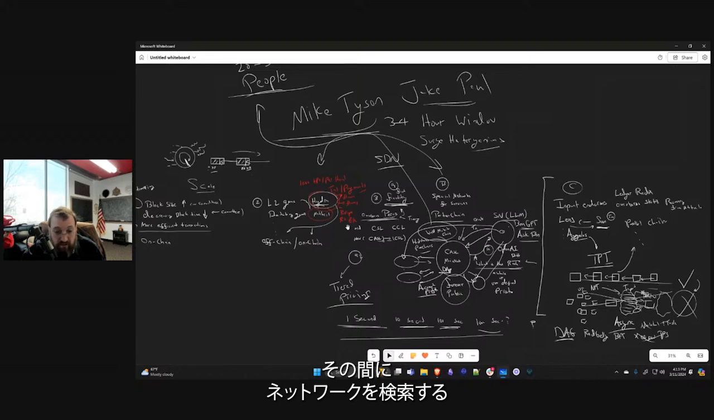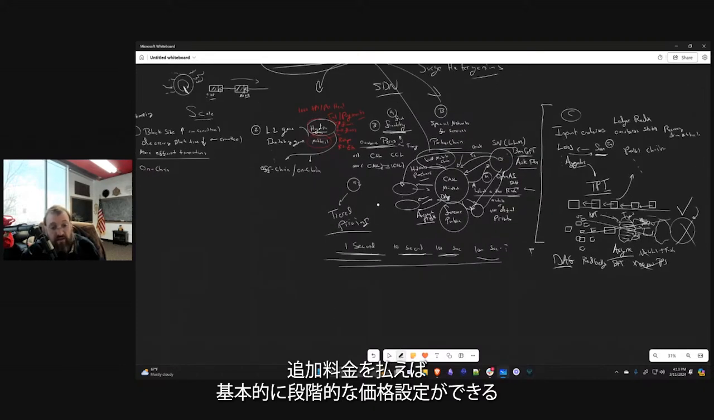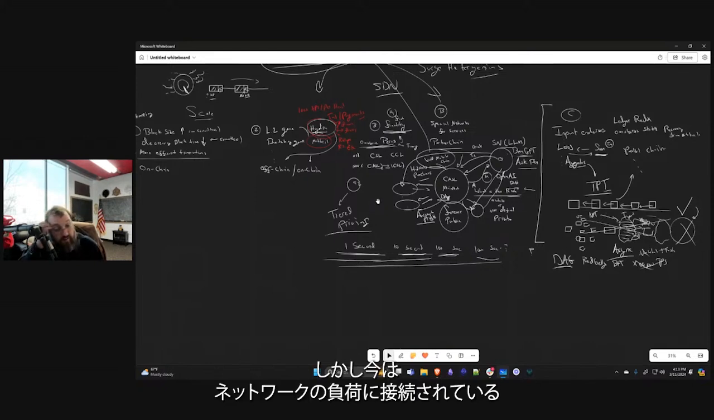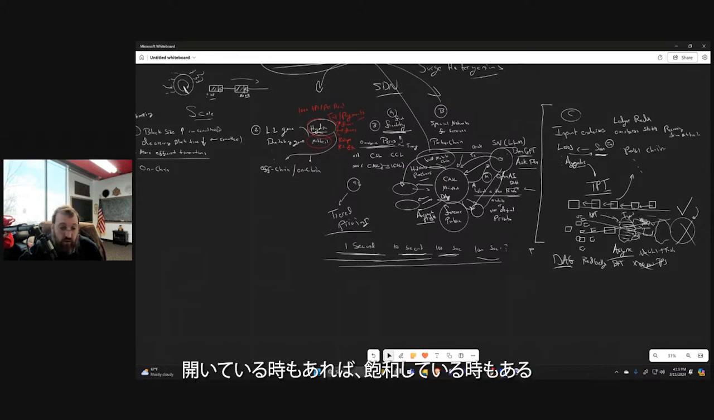And while this is going on, if it is surging the network, you could pay extra to basically get tiered pricing. So you get a settlement within a window, but now it's connected to the load of the network. Just like you have surge pricing for highways, for parking, any of these things where you have a finite resource and you have times where it's open, times where it's saturated.